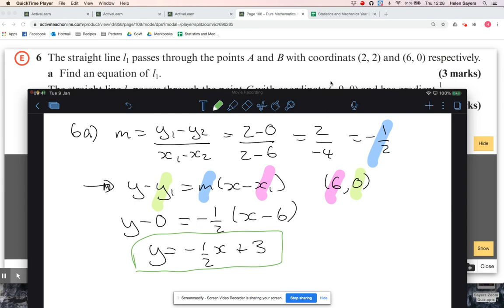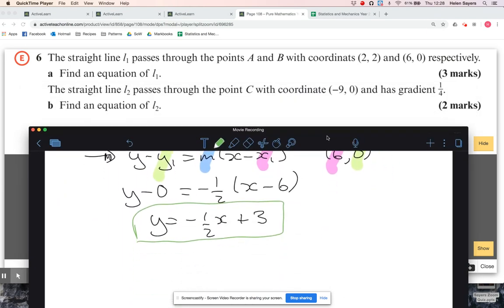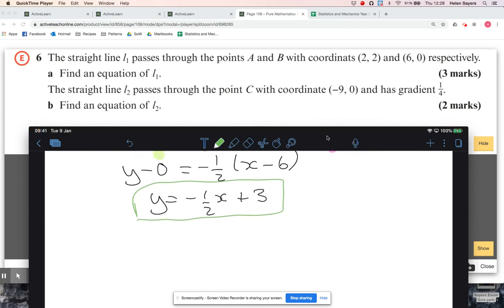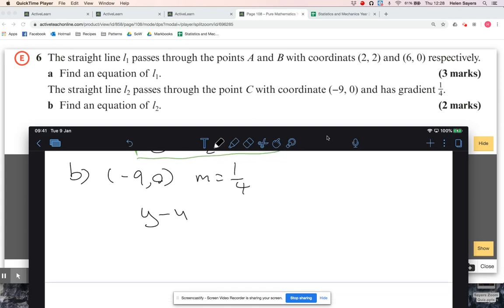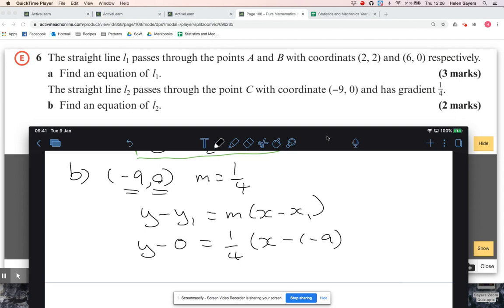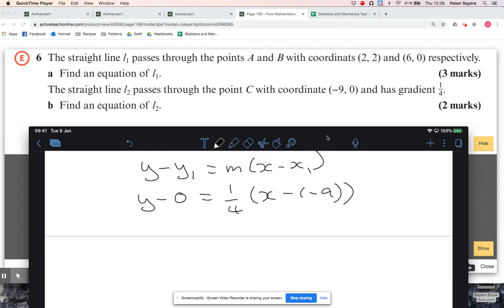Okay, then what else does it want? So then it wants an equation of line 2. Pretty repetitive really, because this time round I've got only one coordinate, but I've got the gradient. So again, I'm going to use y minus y1 is m times x minus x1. So y minus 0, there's my y coordinate, is the gradient that they gave me times x minus 9. You're perfectly fine just to put x plus 9 there straight away.